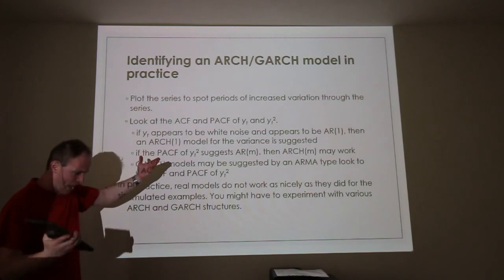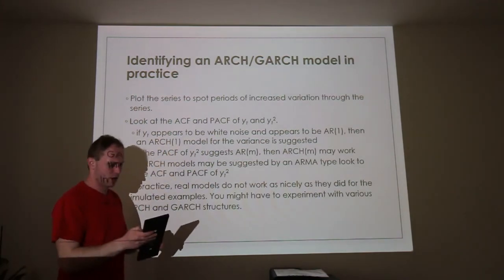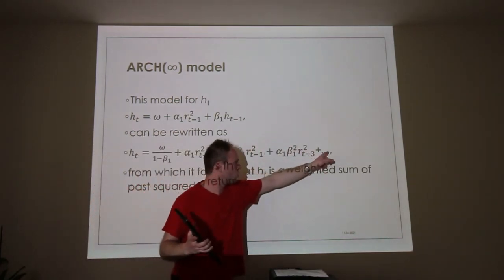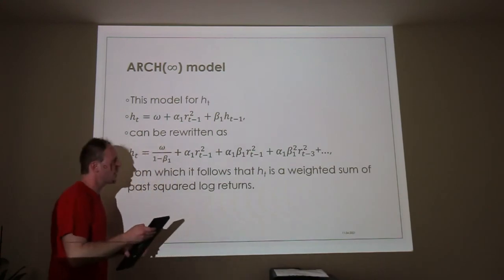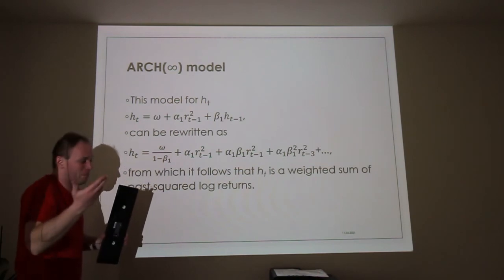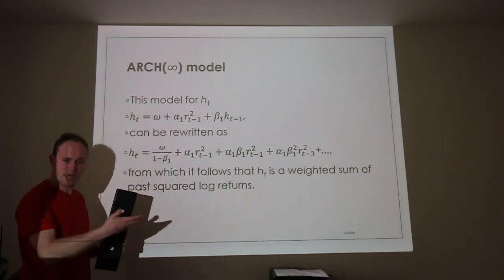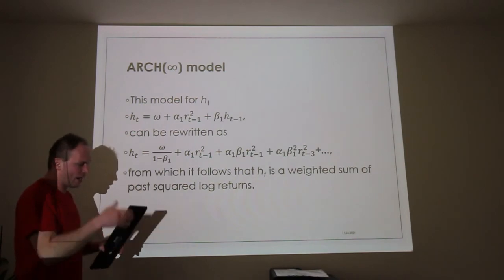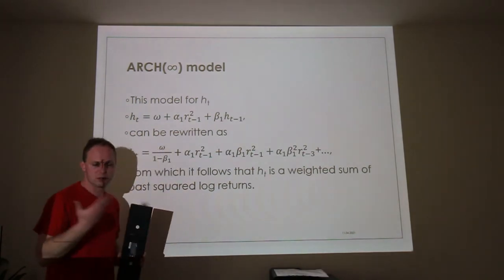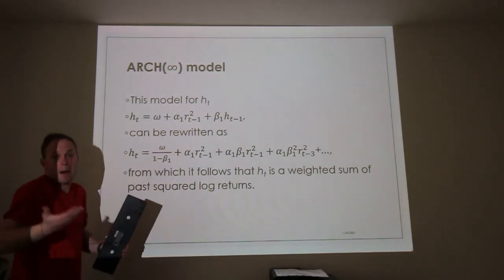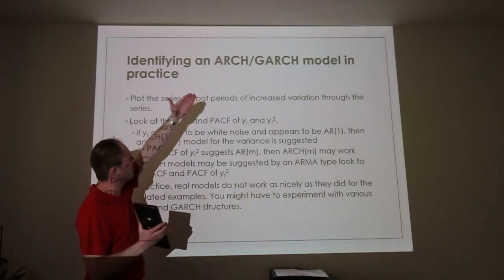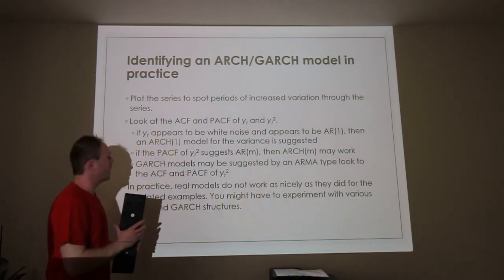As you can see from the previous slide, there is a dot that can continue. We would like to know, because it's not possible to reach p equal to infinity, but we can reach p equal to 10, 11, 12, some number. So, identifying of ARCH or GARCH model in practice.